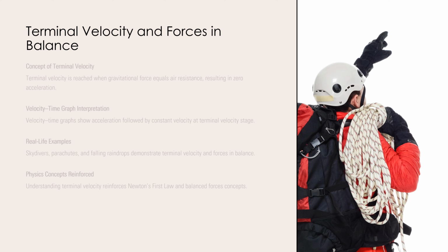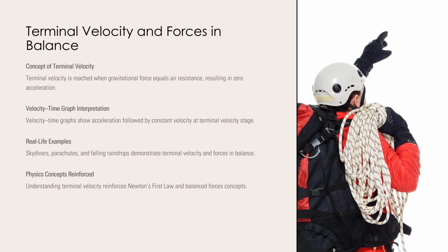A distance-time graph shows how far an object moves over time. The steeper the line, the faster the speed. Curved lines mean acceleration or deceleration. Acceleration tells us how quickly velocity changes. It's measured in meters per second squared.